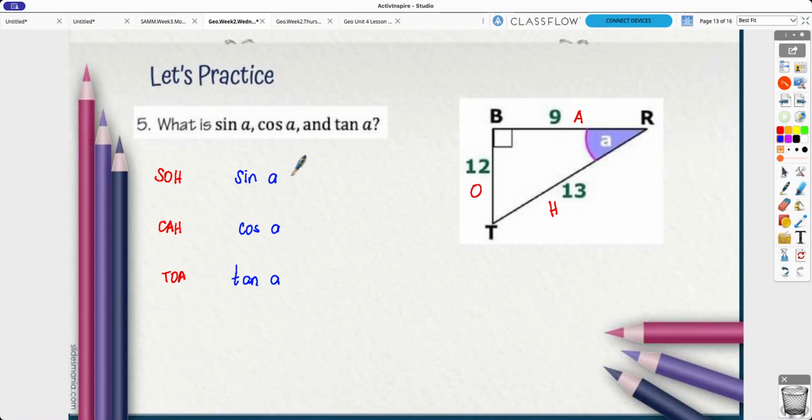Sine A would be O over H. O is 12 and H is 13. Cosine is A over H, A is 9, H is 13. And tangent would be opposite and adjacent. So O is 12 and A is 9. Make sure you're getting them all correct.